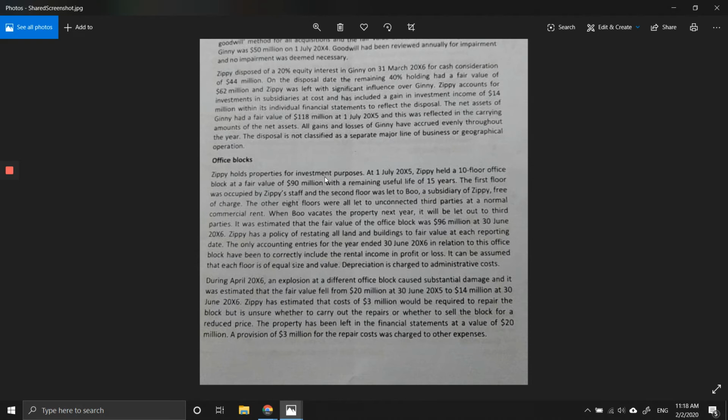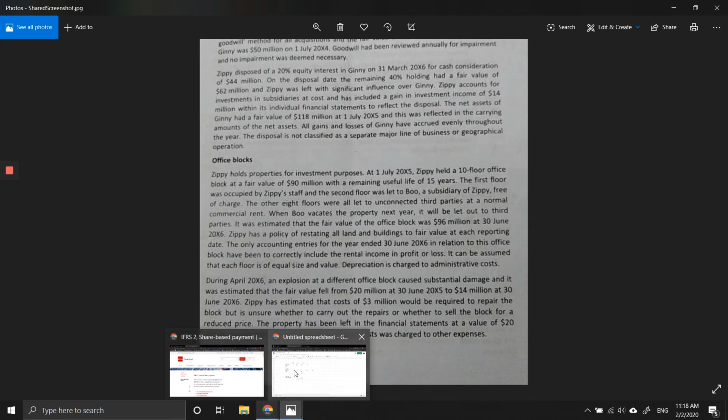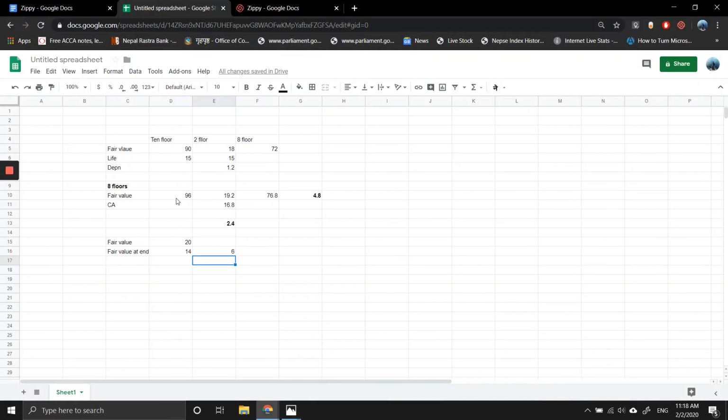It holds property for investment purposes. Okay, so this means this is an investment property, right? So for investment property measured at fair value, impairment does not apply. It is only accounted for at fair value.